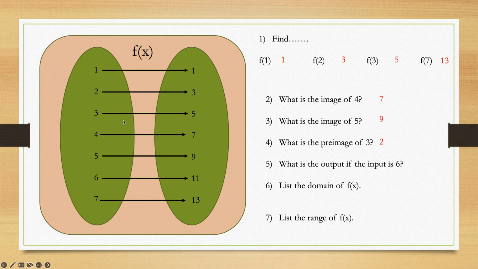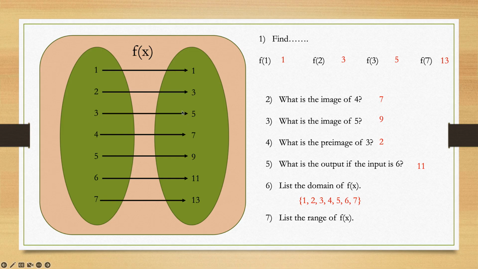What is the output if the input is 6? So I look over at the input, that's on the left, there's a 6, the output is 11. List the domain elements. The domain is the set of all inputs. I don't want to say it's always the left-hand side. It's always the beginning of the function, and it's all the domain or input elements. And that's 1, 2, 3, 4, 5, 6, and 7.